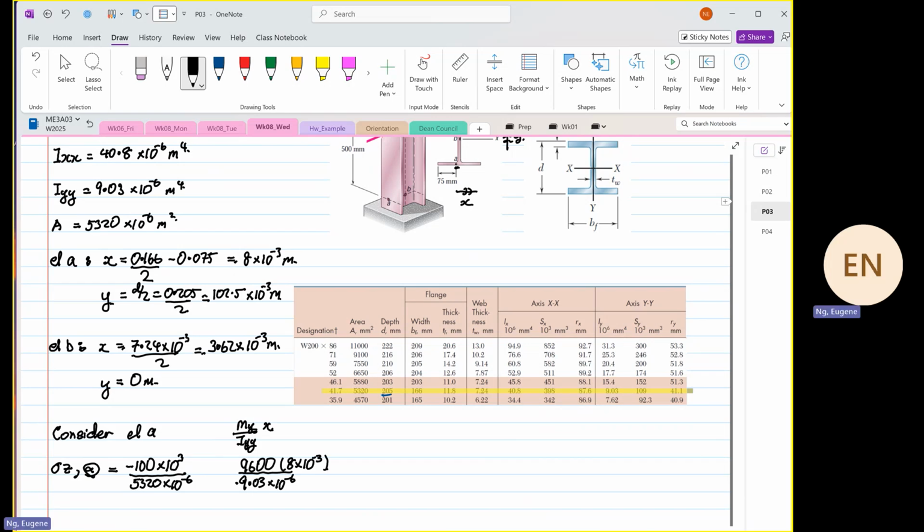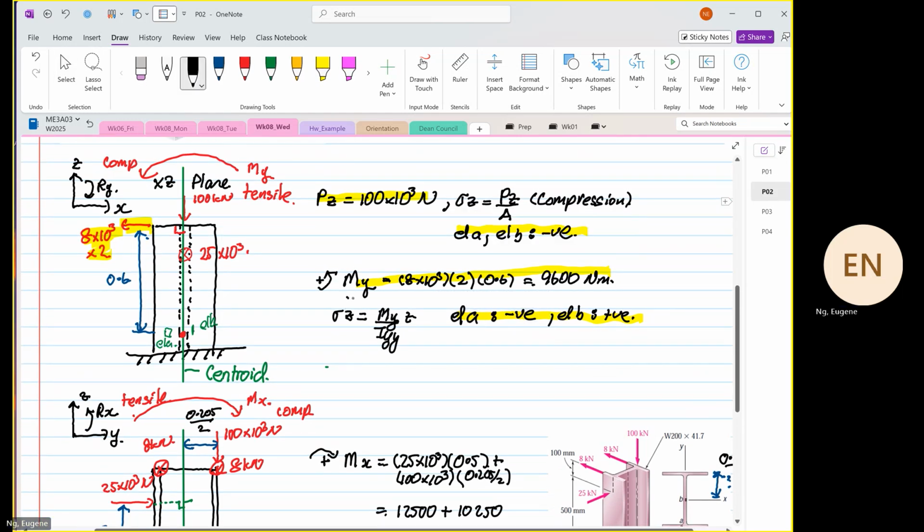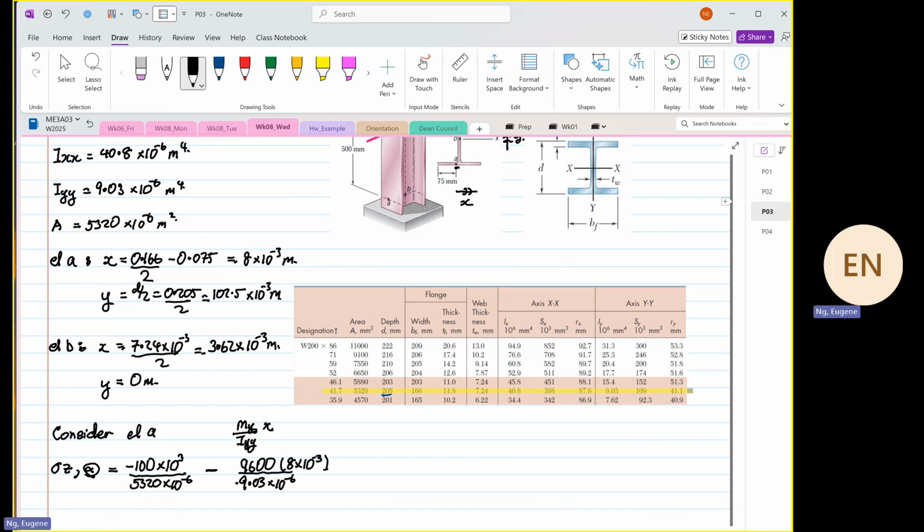Okay. So if we go back to the previous page, moment about y is going to generate a what? A compression on element A. When that is the case, you just put a minus sign. Okay, done, because you finish your analysis already. So when you put your positive and negative, it's so much more straightforward.